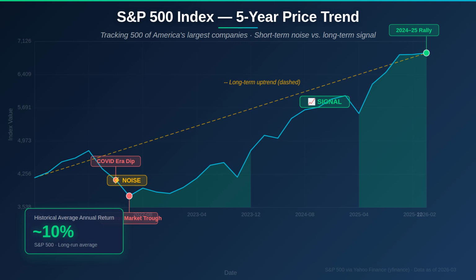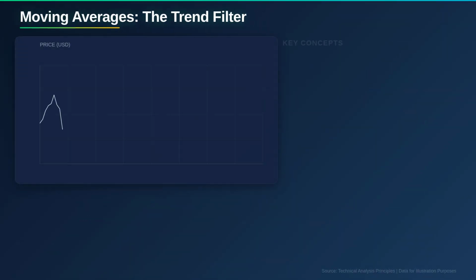The dips? Those are short-term noise. The overall direction? That's the signal. This is why most long-term investors don't panic during downturns. They've learned to read the big picture. According to historical data, the S&P 500 has returned roughly 10% annually on average over the long run.